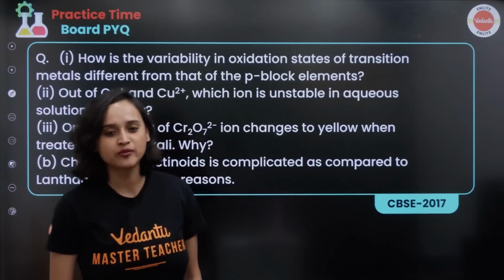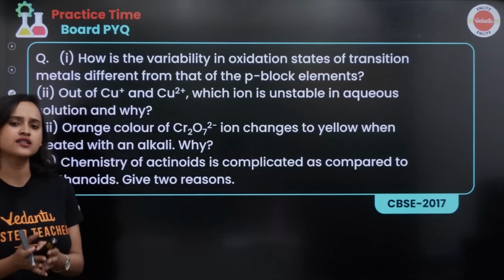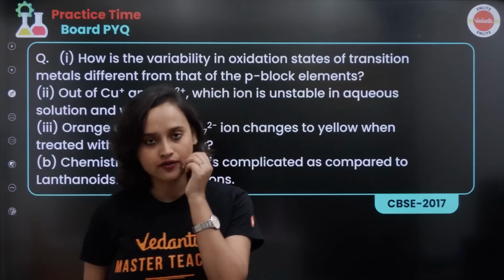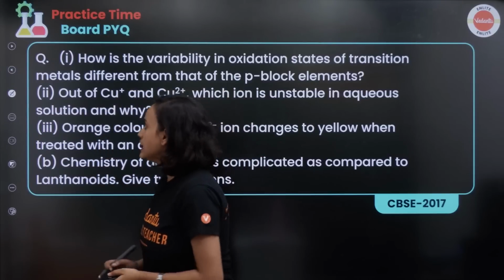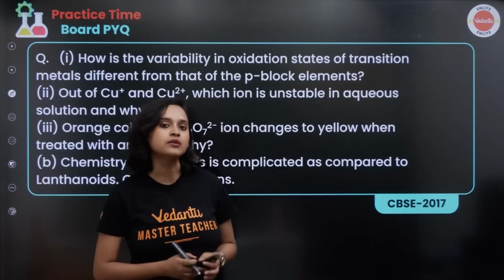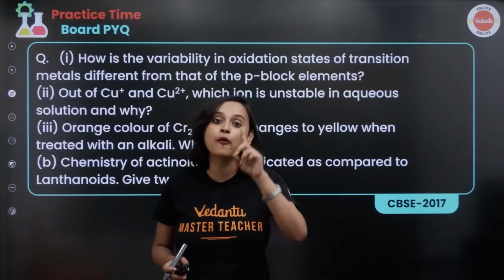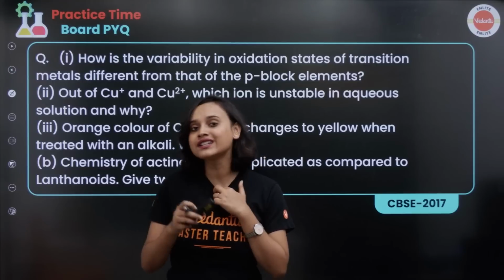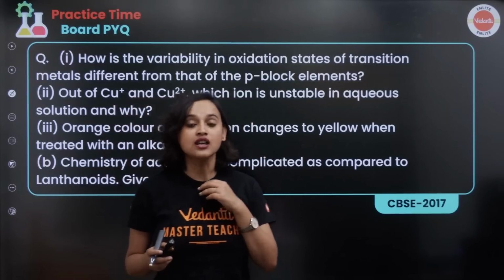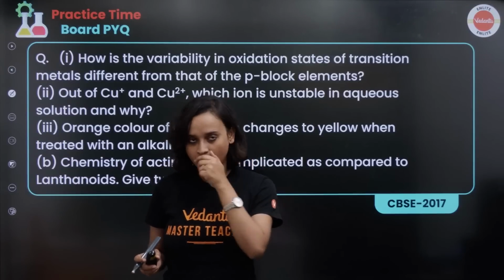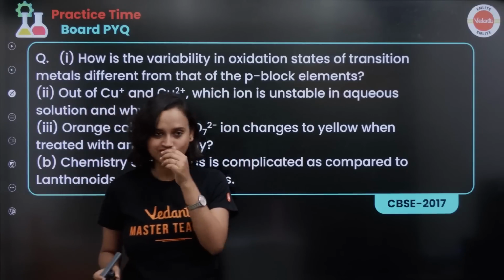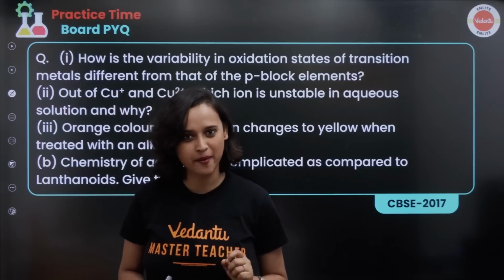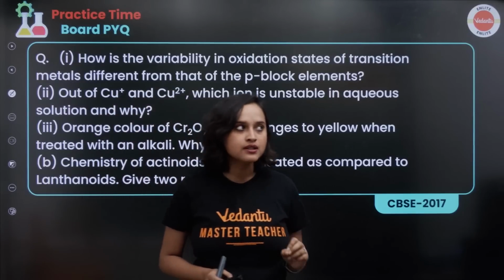Okay. Moving on. How is the variability in oxidation state of transition metals different from that of the p-block elements? For this, we will have to write something. Have you noticed that in d-block elements the oxidation state differs by 1 unit, like Fe+, Fe2+, Fe3+? Whereas in p-block, it increases by 2 units, like Sn+2, Sn+4. That's what happens.